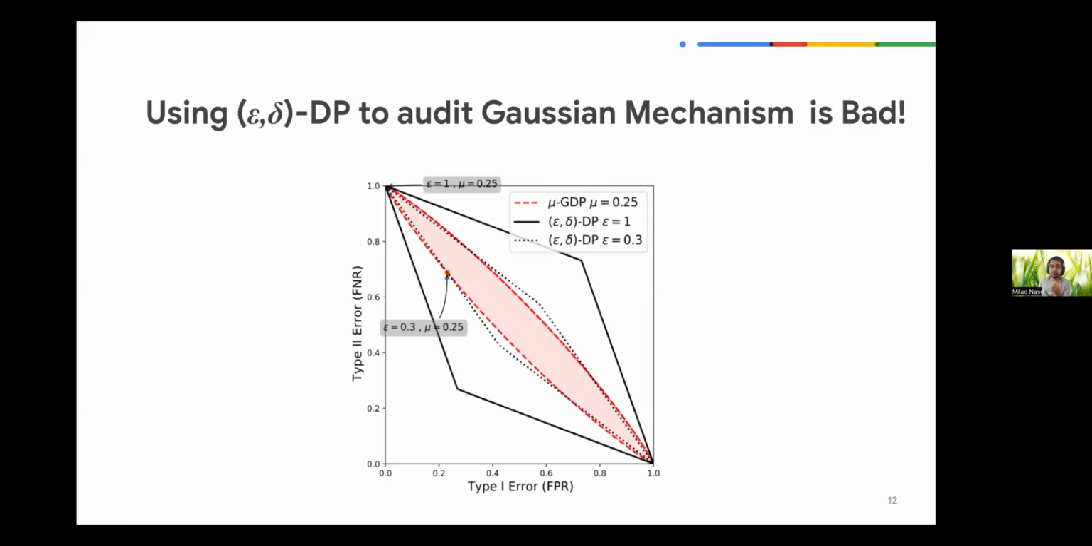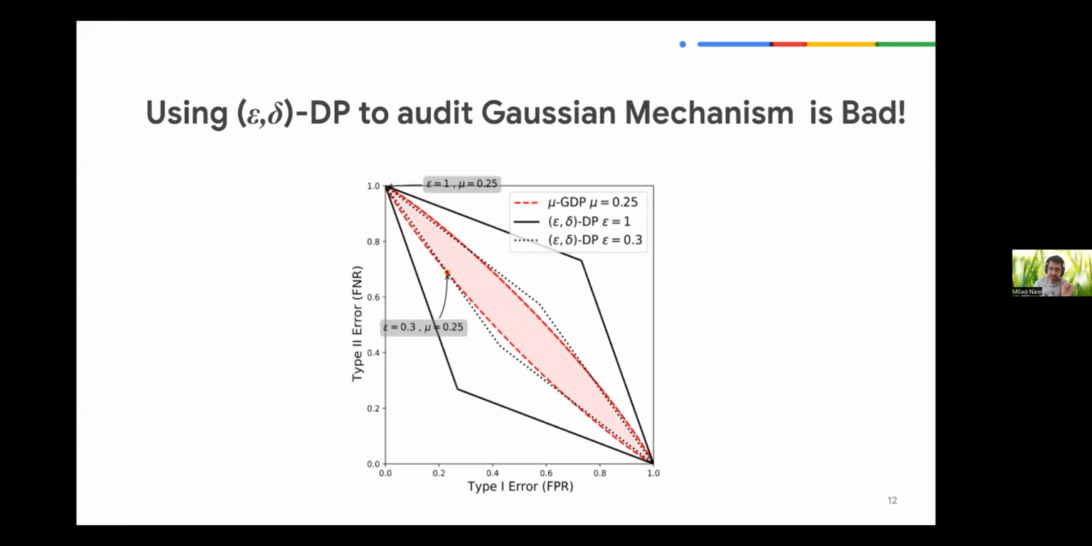Does that mean that GDP and DP are in some sense not very comparable to each other because they have different trade-off functions? An epsilon DP guarantee is a lower bound. So for example, if I'm saying a GDP mechanism has an epsilon of 1, it means that it's always above the epsilon delta trade-off function. So for example, here the solid black line and the dashed red line are both for epsilon 1.